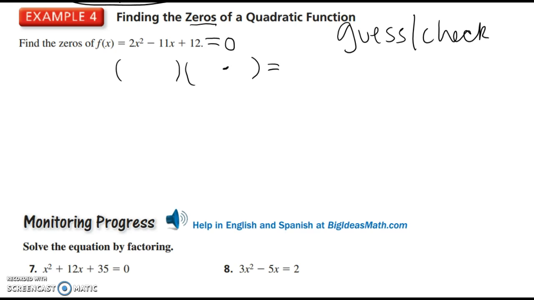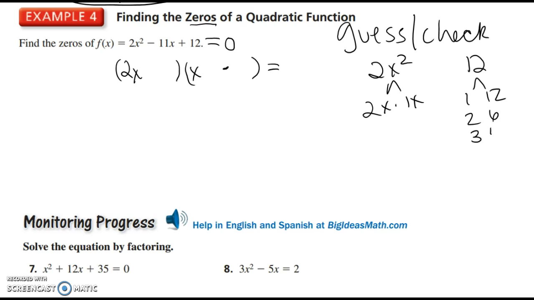So I'm going to guess what makes 2x squared, and that would be 2x times 1x. So that's what's going in the front of my parentheses. Then I'm going to guess what multiplies to 12. I could use 1 and 12, 2 and 6, or 3 and 4. So I'm going to take factors of 12, multiply them to the factors of 2, and somehow get 11. So I could do 2 times 3 and get 6, and 1 times 4. That would be 6 and 4, which makes 10.